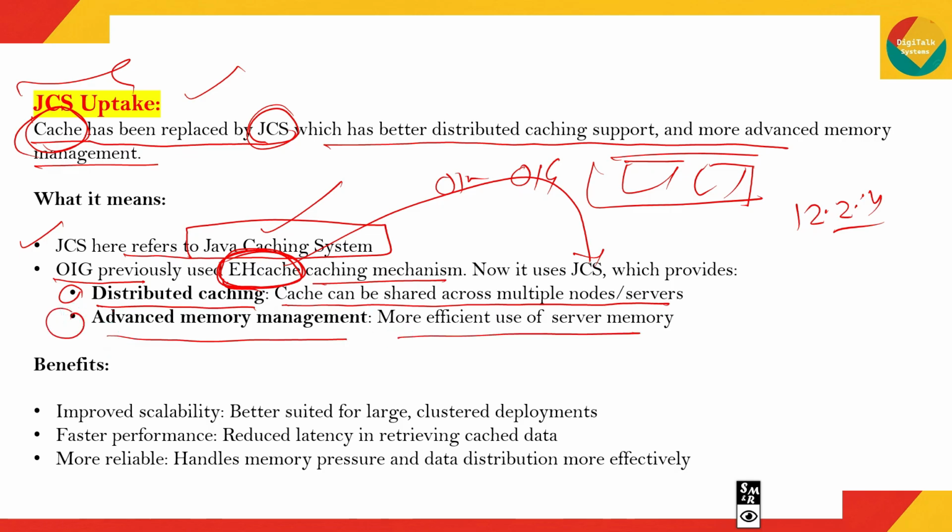So overall, this is again an internal enhancement. You don't need to worry about that one. This is just for information purposes, that now the EHCache has been replaced with the Java Caching System to improve the overall performance of your Oracle Identity Governance. That means overall it will improve your scalability. The performance will be faster and it will be more reliable. So this is the JCS uptake, right?